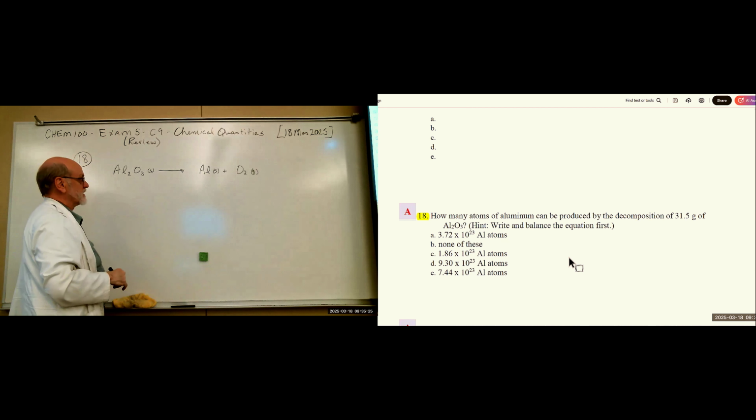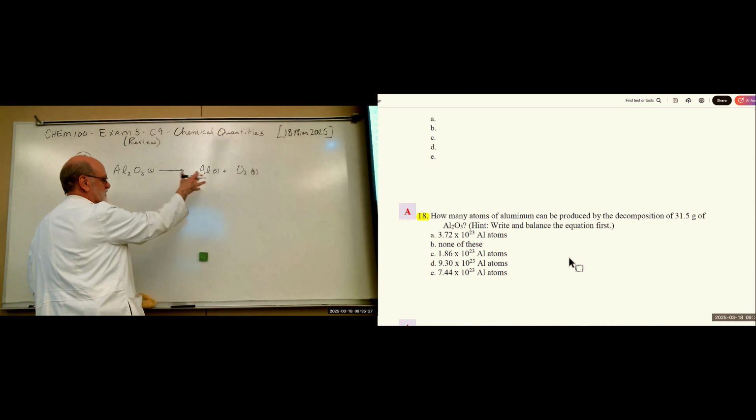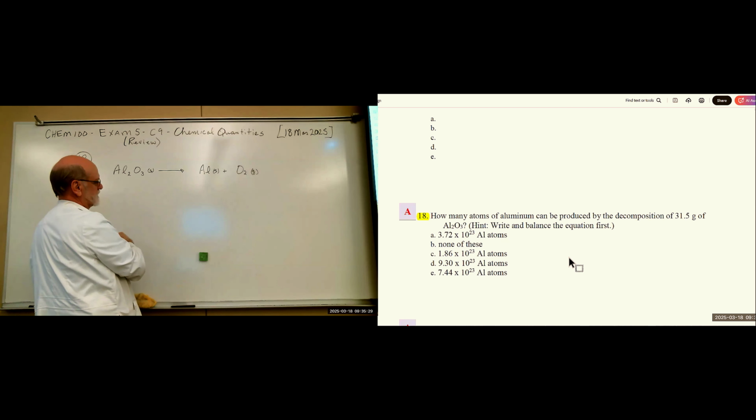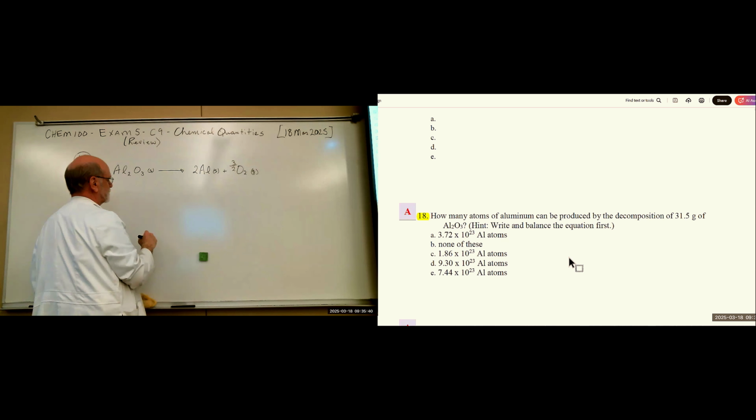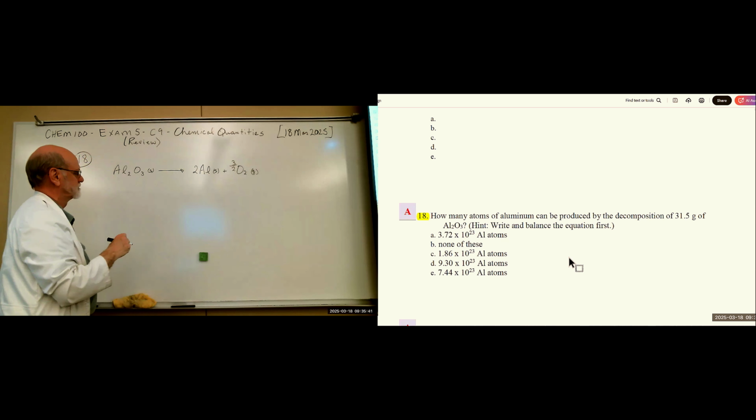All right, now we have to balance the equation. Well, since we've got elements on that side, it should be fairly easy. We need 2 aluminum, and we need 3 oxygen. So if we do 3 halves, that will give us 3 oxygens. Okay. So now we need to multiply by 2.